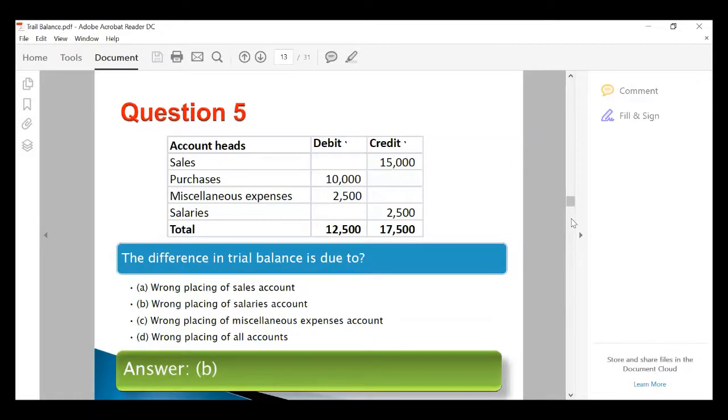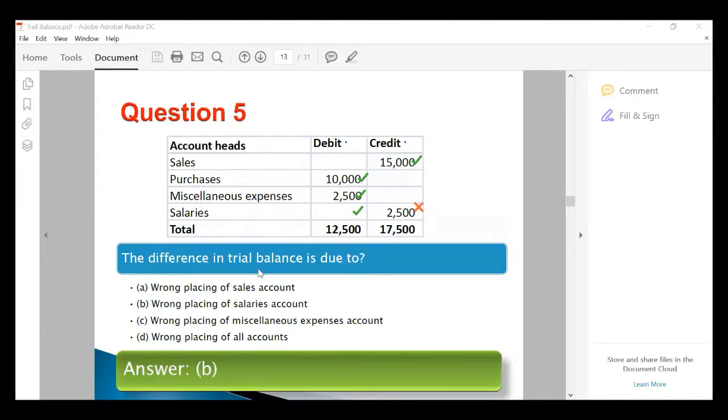Fifth question. You see, sales, credit, correct. Purchases, expenses, debit. Here sales is income, credit. Purchases is expenses, debit. Miscellaneous expenses, debit, correct. Salary, salary is expenses, it should be on the debit side. Here it has come on the other side. So it is wrong.